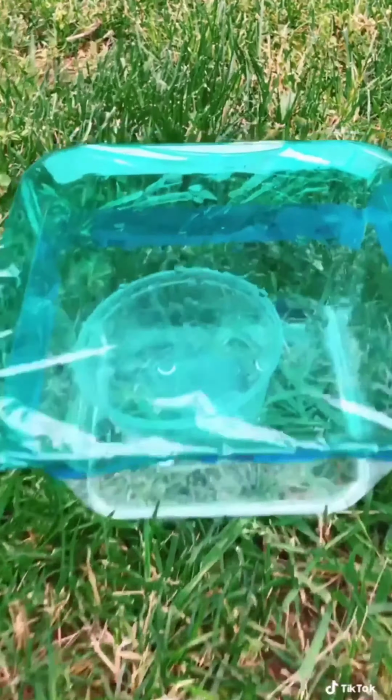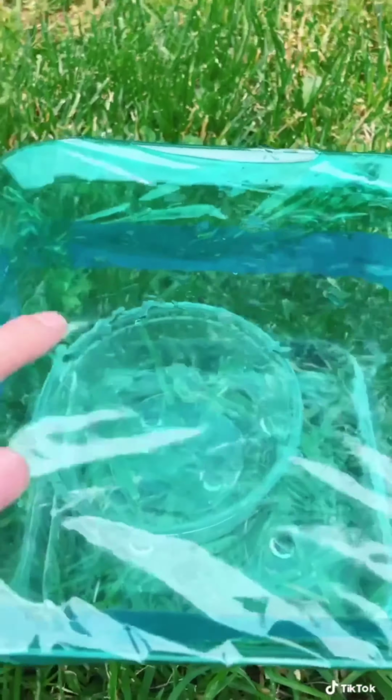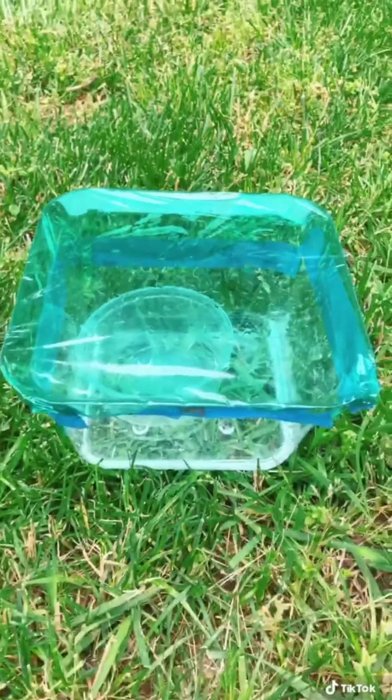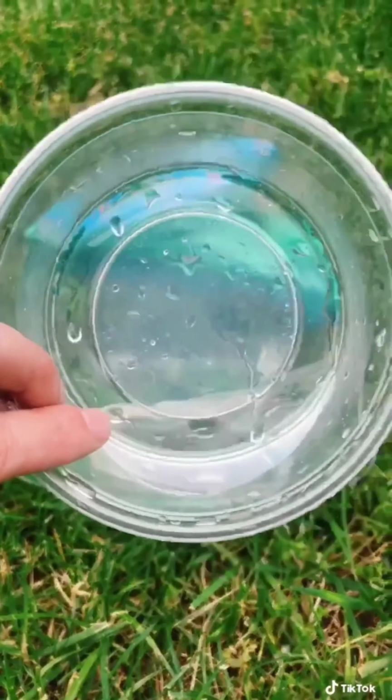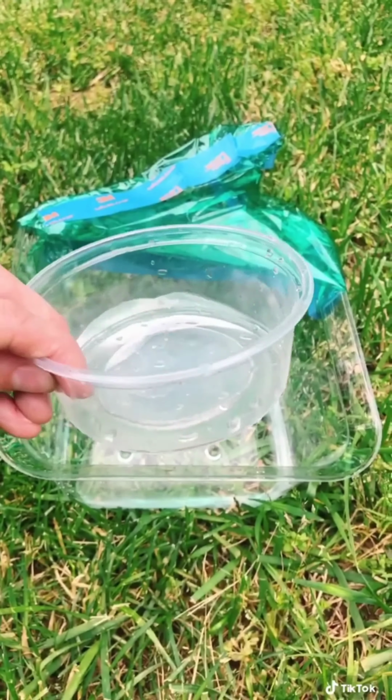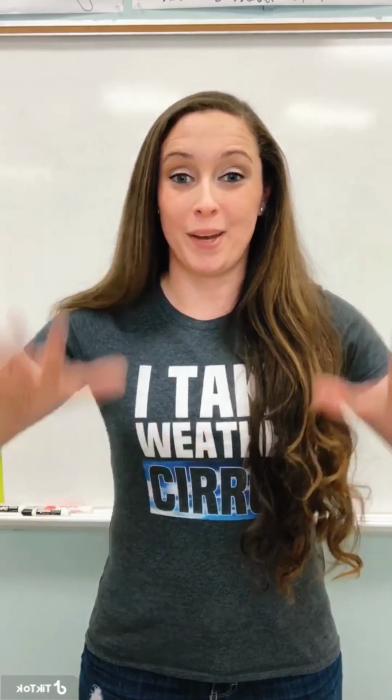After some time, you should be able to see some water that evaporated to the top of the plastic wrap. If you open it up, you should be able to see that some water also precipitated back down inside of the small cup. So let's review real quick.